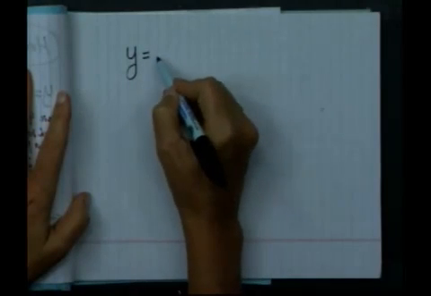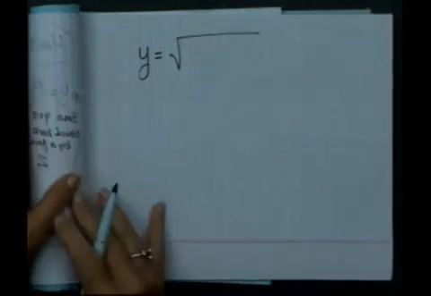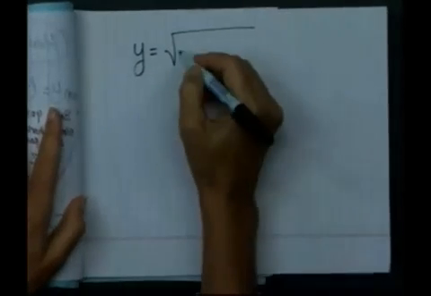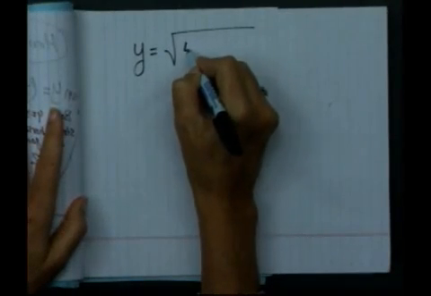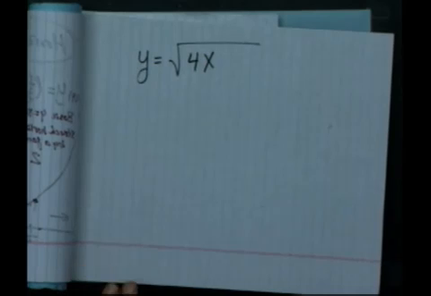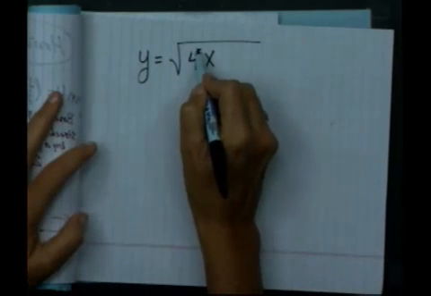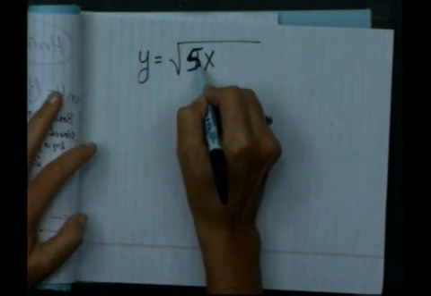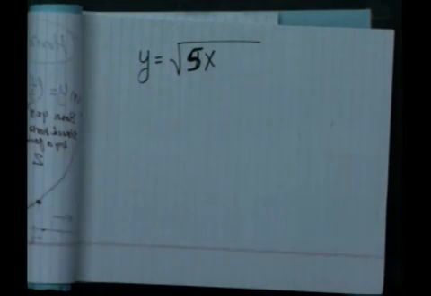All right, use transformations to sketch the graph of y equals the square root of 4x. Oh, 4 is too bad because that's easy to do. Try 5. That was too easy. Y equals square root of 5x.